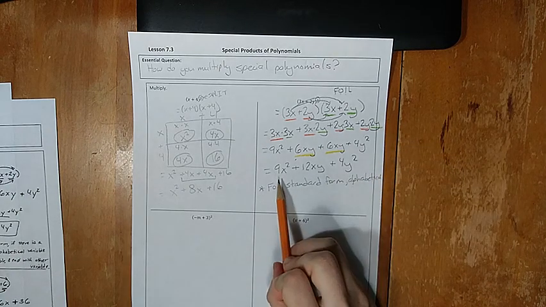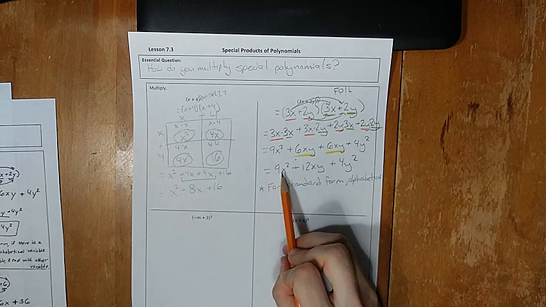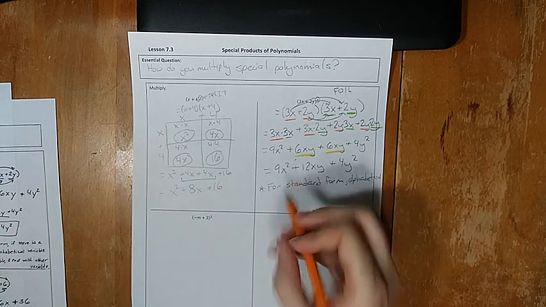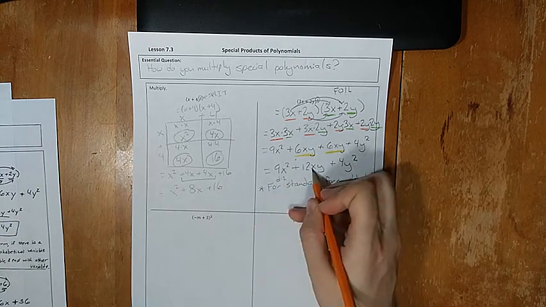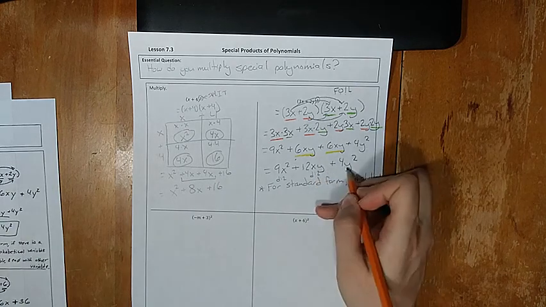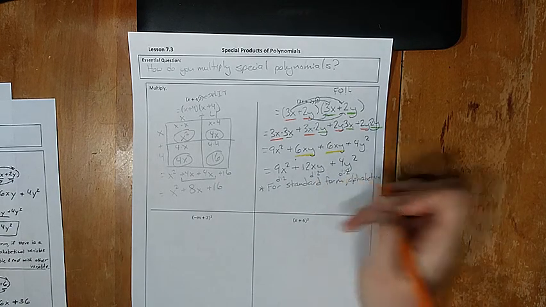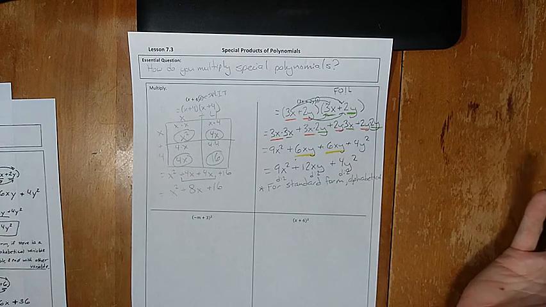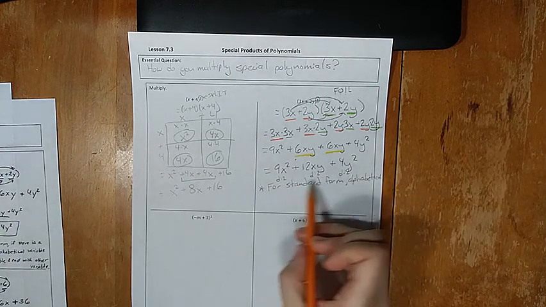But what if we have multiple variables? Because this 9x squared has a degree of 2. This xy has a degree of 2. And then this y squared also has a degree of 2. So the question is, which one comes first? They're all tied for degrees.